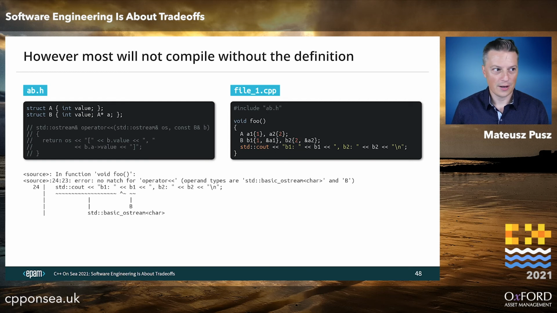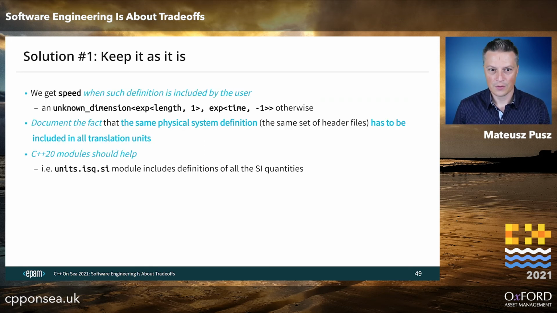So we have three alternatives here. What to do with this downcasting facility? Well, we can say it is great, and so keep it as it is. We get the speed when such definition is included by the user. So we have nice console errors and console outputs. We have nice types in the debugger. We have nice types in the compiler errors. Or because otherwise we would end up with unknown dimension, exponent length, exponent time, not speed.